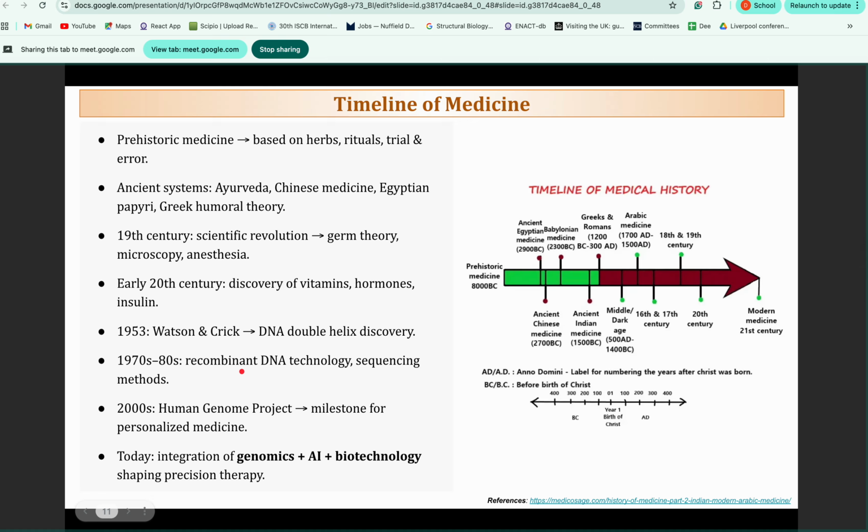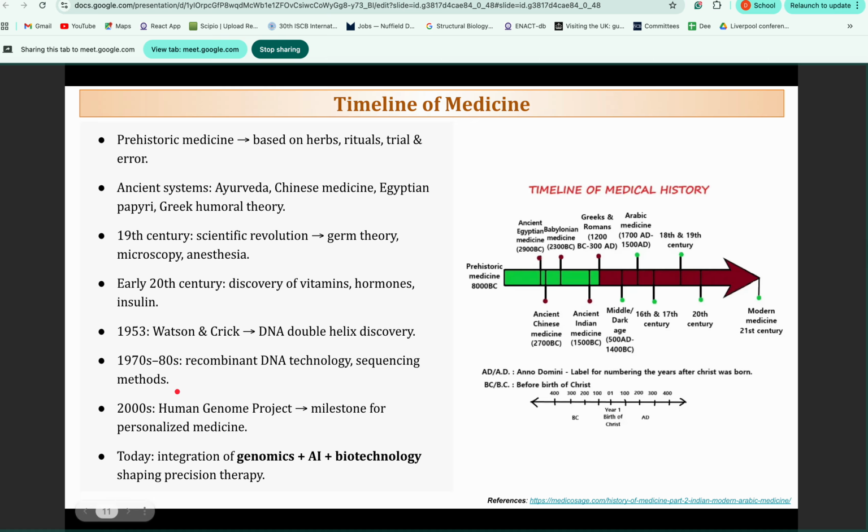So from the herbs, we moved into modern chemicals, vitamins, hormones, and then from there we moved into personalized treatment, where we look into the individual DNA. With recombinant DNA technology, we could recombine that DNA, we can correct that DNA, and we have also seen the gene editing tools. They come under recombinant DNA technology only, in which we are working with the DNA, we are recombining it.